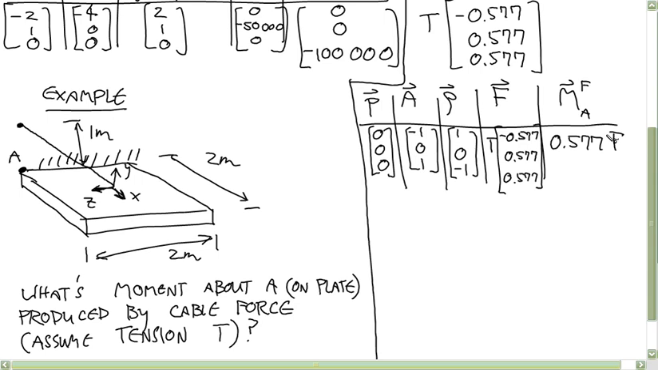The Y component, we have 1 times 0.577 T minus 1 times 0.577 T, and then the negative of all that, but that just comes out to 0. And then finally in the Z component, we have 1 times 0.577 T minus 0, so 0.577 T.